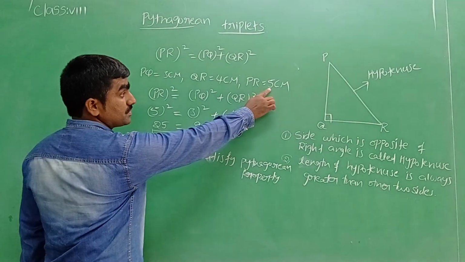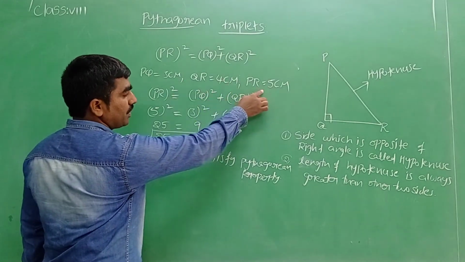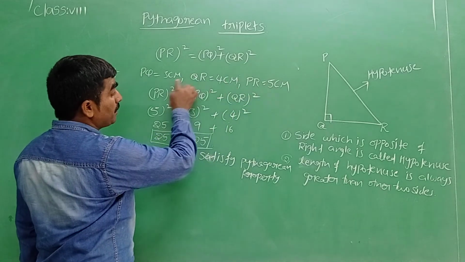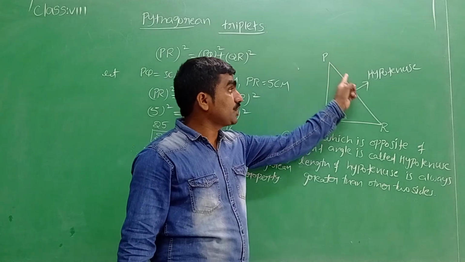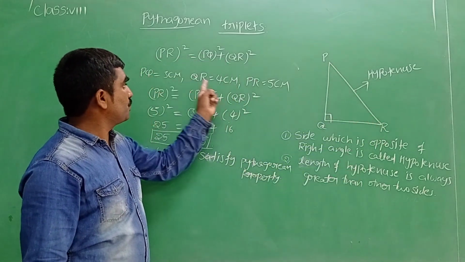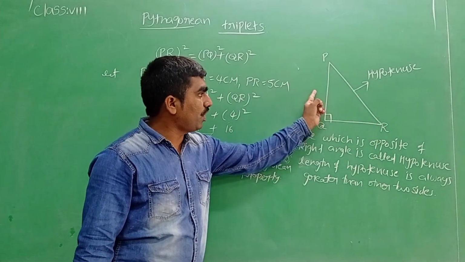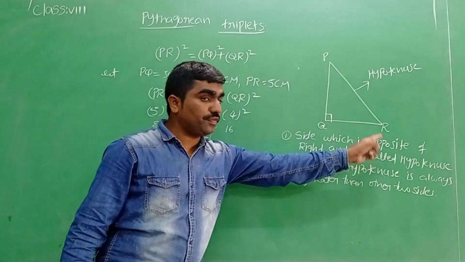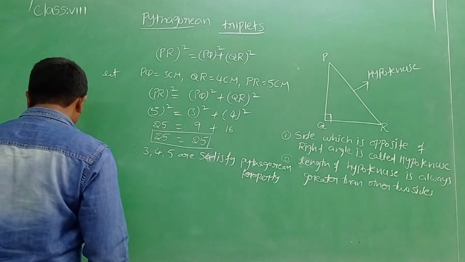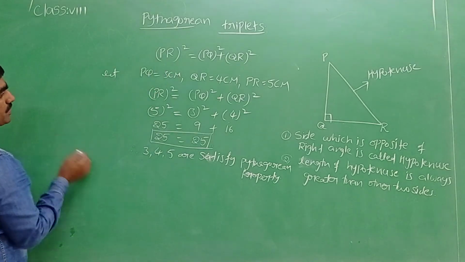See the lengths of the sides 3, 4, 5. 5 is the greatest number among the three, so 5 should always be taken as the length of the hypotenuse. The remaining two you can take in any order, 3, 4 or 4, 3. But make sure that the highest value is the length of the hypotenuse. Similarly, let me take one more example.